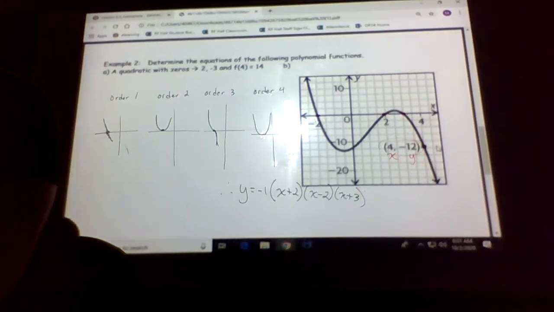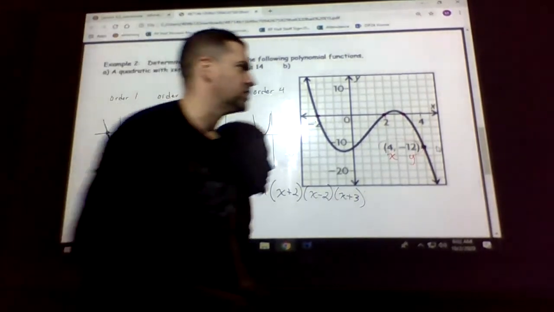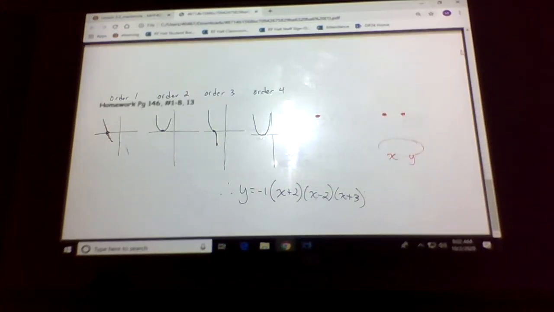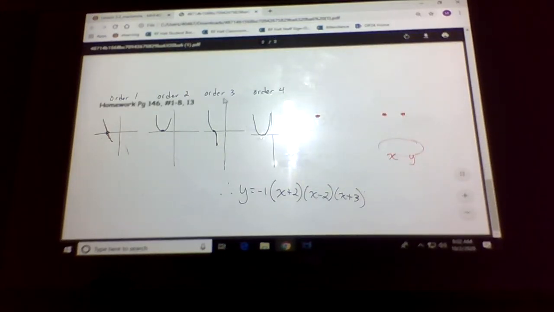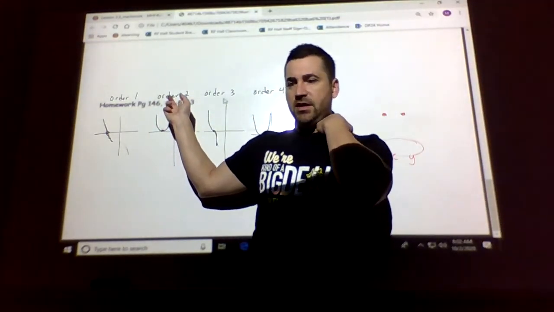Okay, that is the rest of section 3.3. There's no homework at the bottom. Yeah, there's the homework there. Page 146, 1 to 8, and 13.